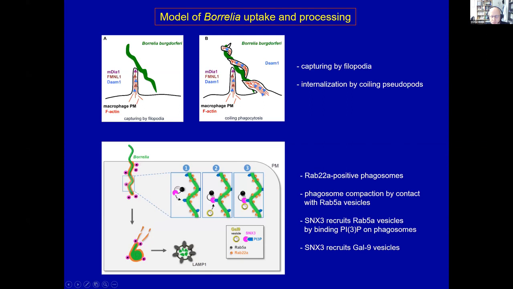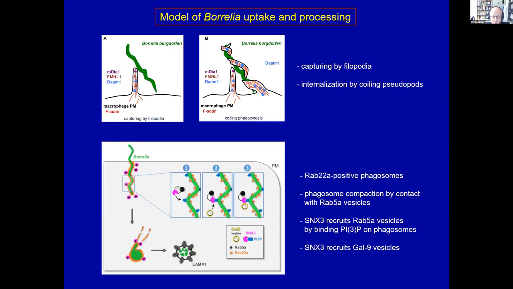SNCS3 is the adapter that brings in these vesicles and binds to the phospholipid. This leads to the close contact with RAB5A and also recruitment of these galectin-9 vesicles. And all of this machinery drives the extrusion of these membrane tubules that lead to a shrinkage of the surface of the phagosome. And this is a prerequisite for subsequent degradation in these cells.